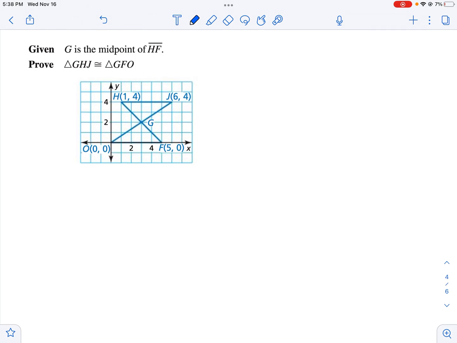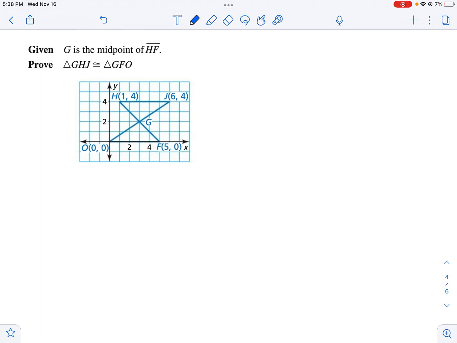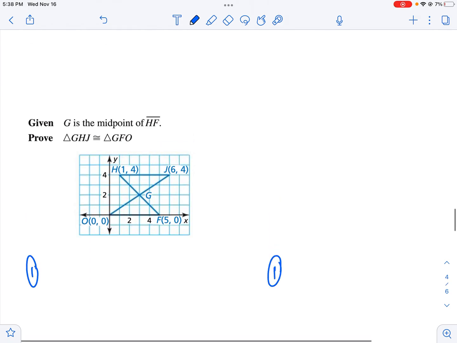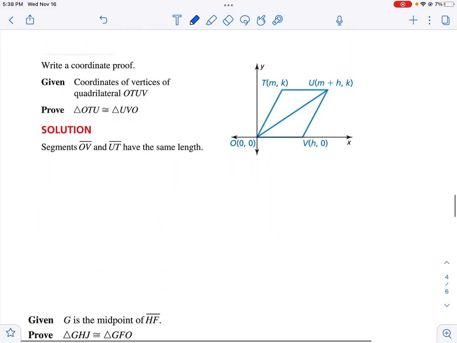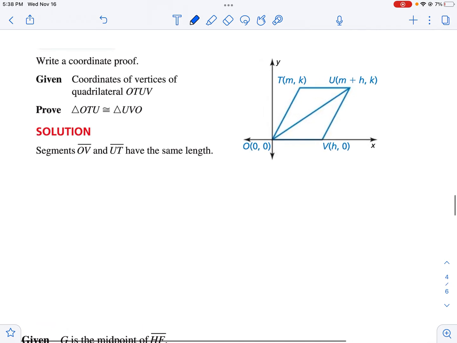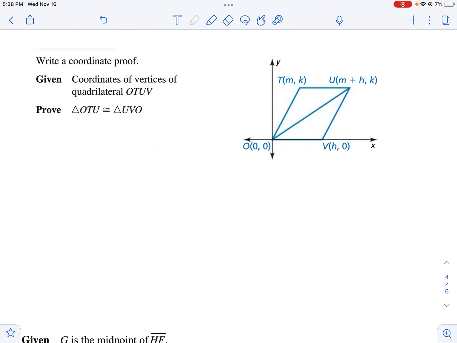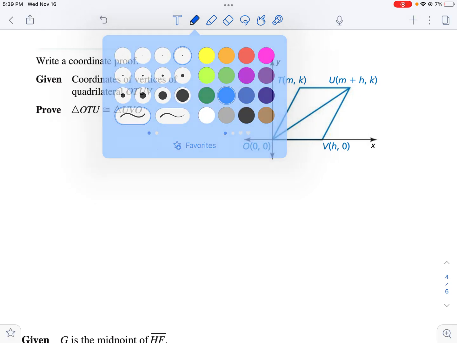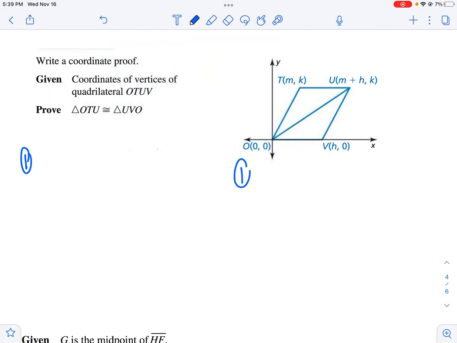So here's another example. I've got G is the midpoint of HF. GHJ is congruent to GFO. So my given step, or you know what, is there a better one? Let's do this one. I lied. I like this one better. So I want to prove that these triangles are congruent. There are no vertical angles. There's nothing bisected. So my first step would be my given step.